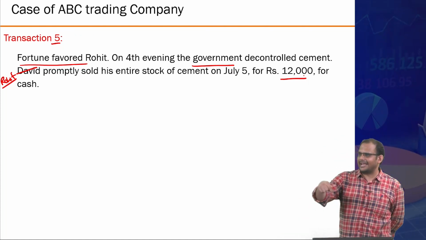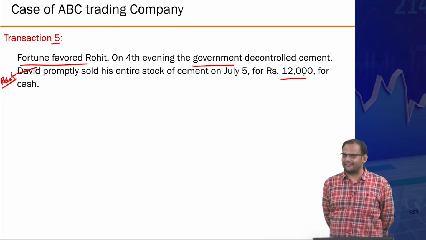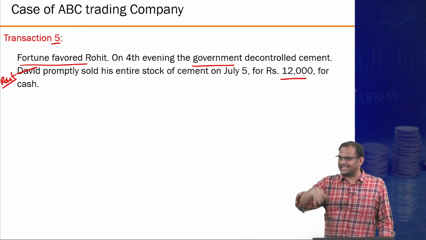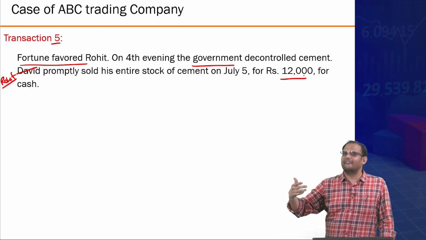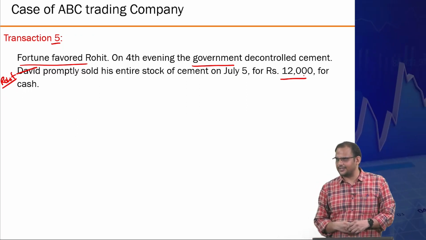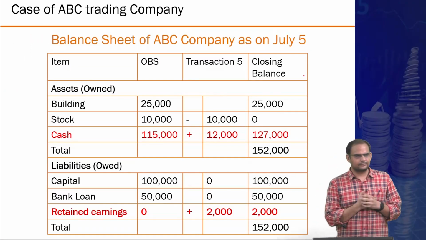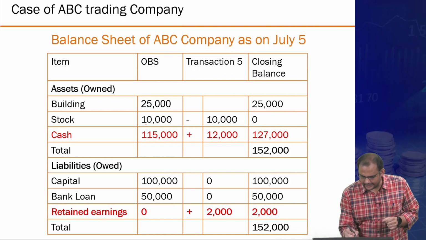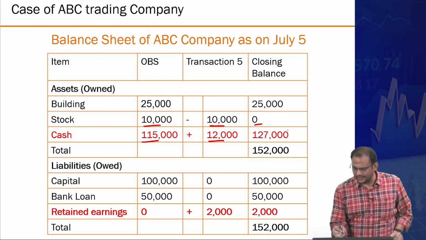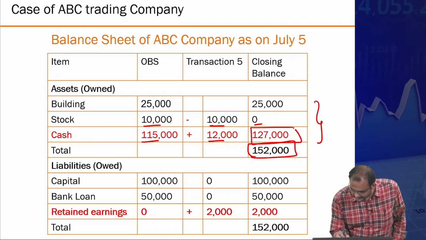Otherwise, you will have assets worth 1,52,000, but liability is only worth 1,50,000. Right? Because you have sold for 12,000, stock depletion is 10,000, cash influx is 12,000. So where is that remaining 2,000 coming from? That goes into the liability side also. So there is an equivalent entry into asset and liability. Your stock decreases by 10,000, becomes 0. Your cash increases by 12,000. The total becomes 127. This whole thing becomes 152,000.